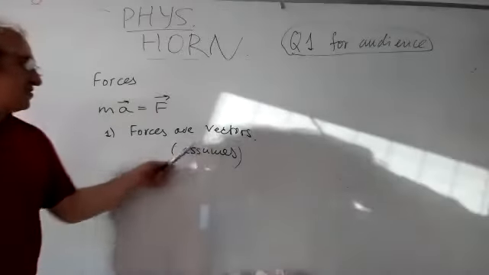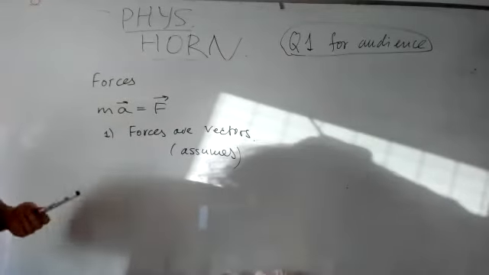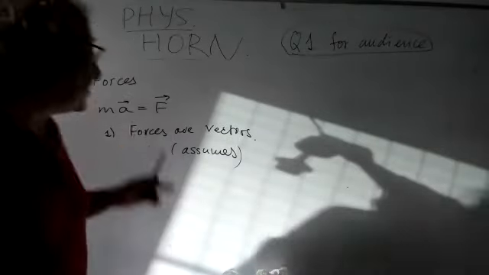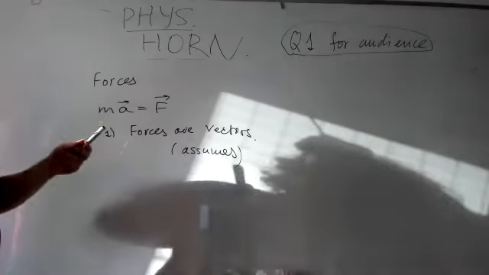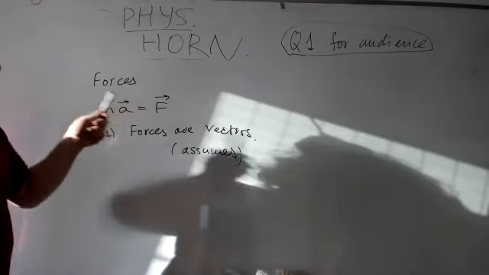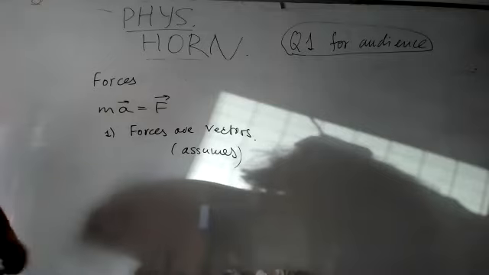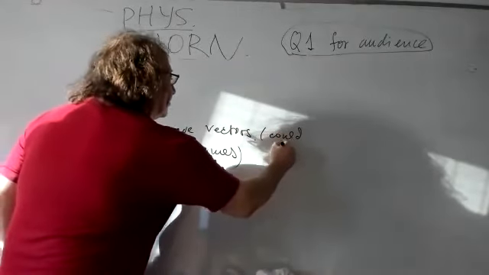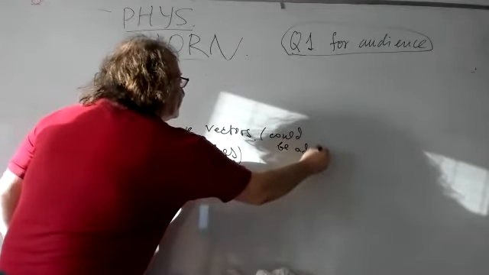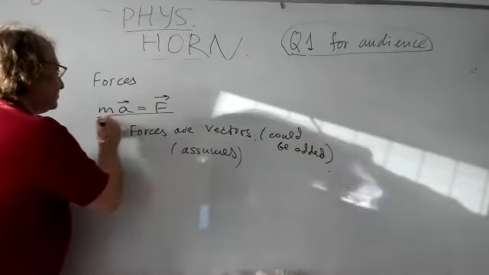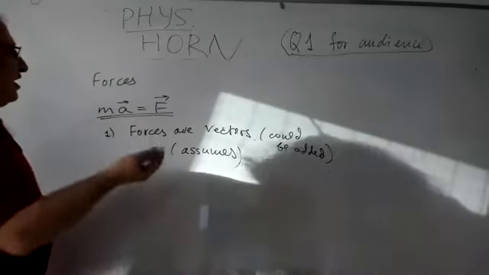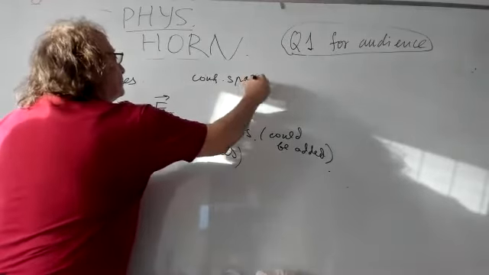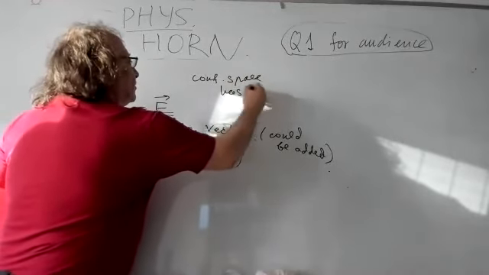So forces are vectors. Newton said that if you have forces, there is a notion of adding forces. So forces are vectors and could be added. That's why the configuration space has to be a vector space.